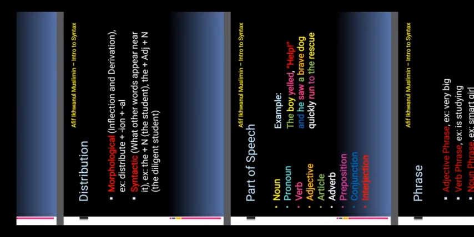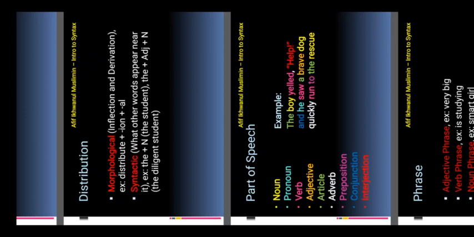The next discussion is distributions. In syntax, there are two kinds of distributions. The first is morphological distributions, just like in the morphology discussions that we understand. There are two processes, inflection and derivation. It refers to the distributions of affixes. So distribute is actually a verb, but when you add the suffix "ion," it changes into a noun. Then when you add another suffix like "al," it changes to an adjective, distributional.